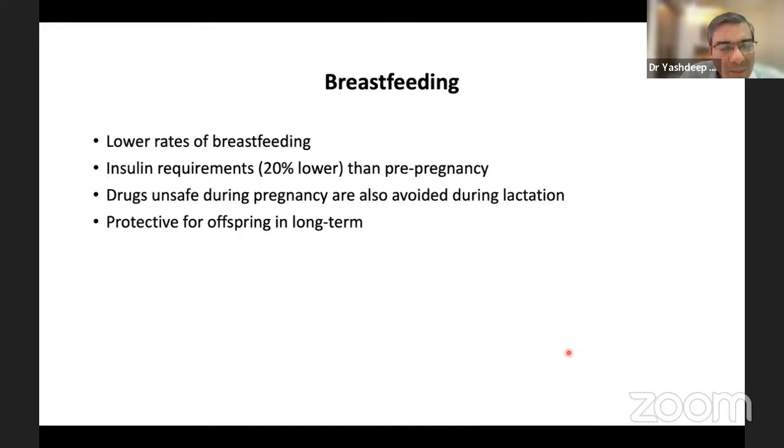Breastfeeding has a protective effect on the child. Usually there is a misconception that if they breastfeed, the chances of type 1 diabetes will increase in the child, but it is not so. If there are lower rates of breastfeeding, the child will have more complications, and so will the mother. So it is better to promote breastfeeding. Insulin requirements are less during the breastfeeding phase, and drugs which are unsafe during pregnancy are also avoided during lactation.